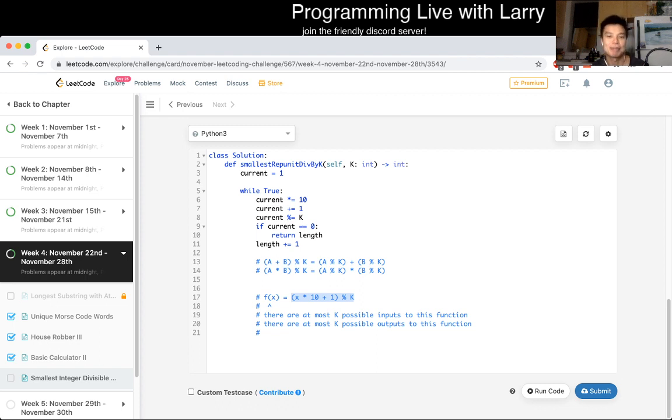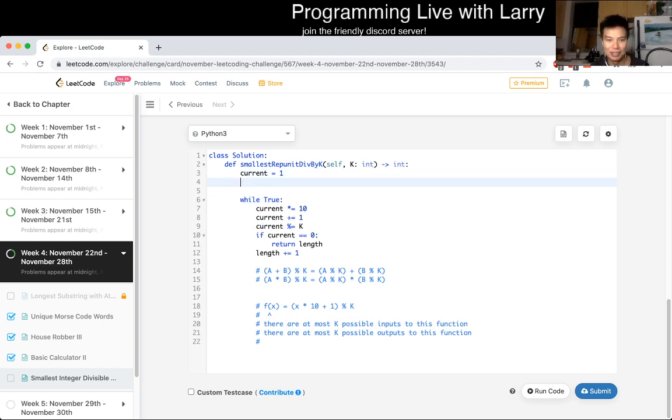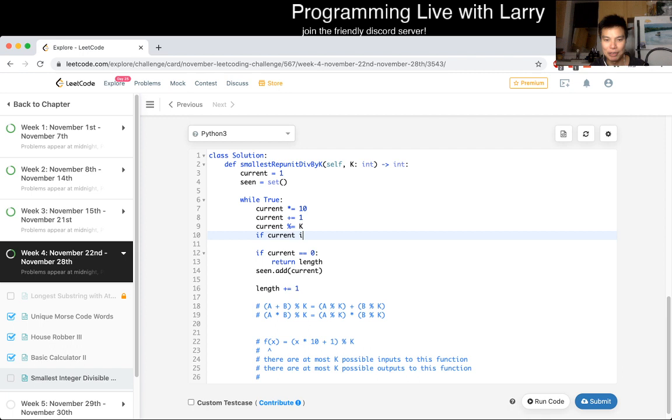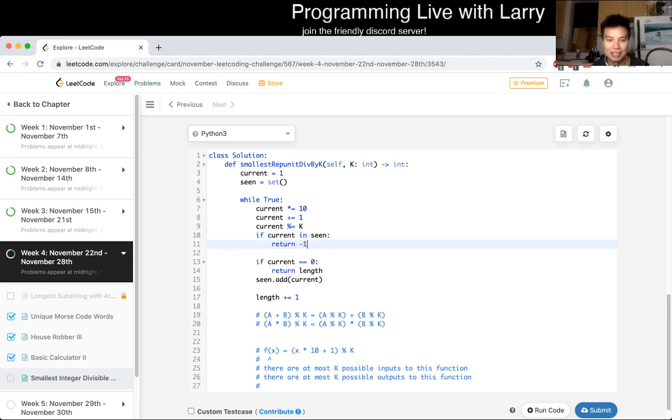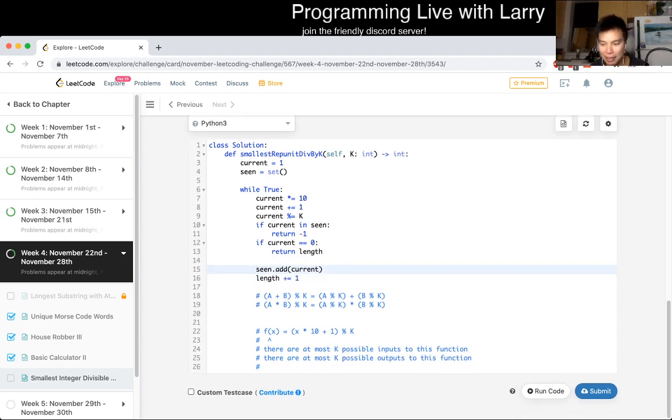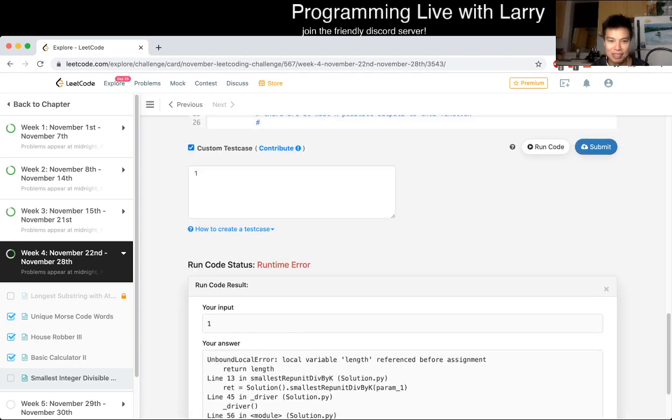And from that, it is enough to just add a set to this. S, seen, is equal to set. And that's pretty much it. Otherwise, we add this to the set. And here, if current is in seen, then we return -1 because we've already reached this place, right? So that's pretty much the entire problem. And oh, whoops, I forgot to assign length.